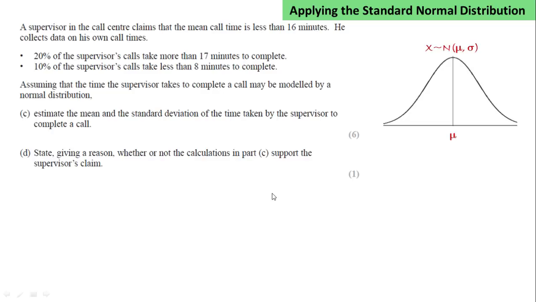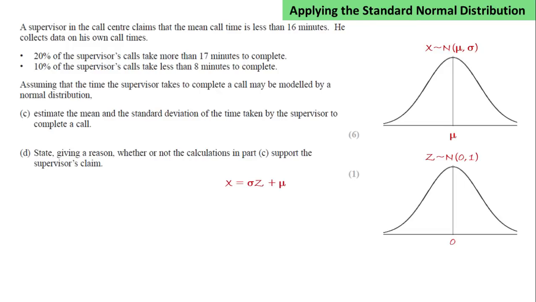So here again, we draw a picture here, but we don't know the mean. So we've got mu and sigma are both unknown. We compare it to the standard normal distribution z. And remember, x equals sigma z plus mu. The information we have: 20% of the calls take more than 17 minutes.